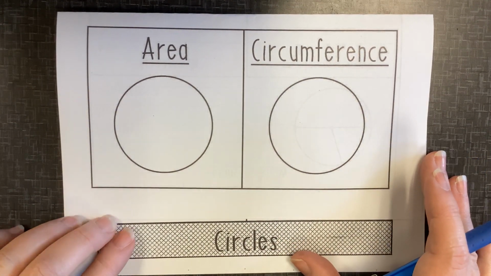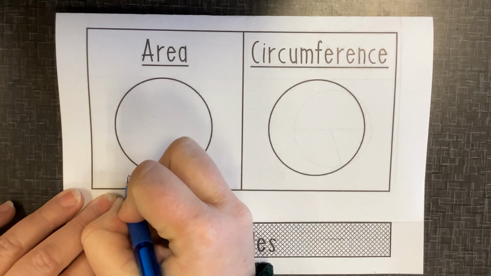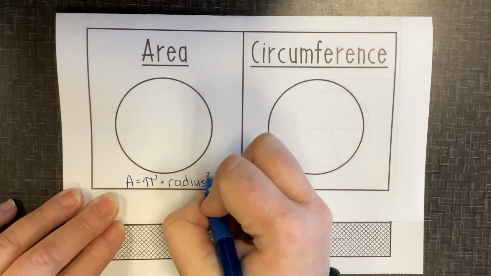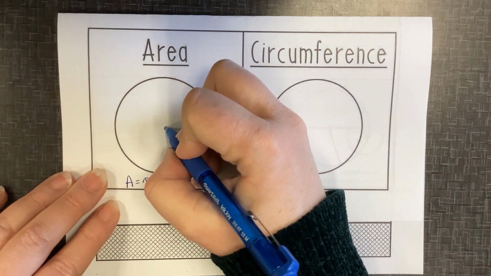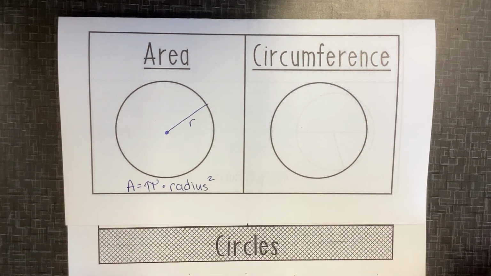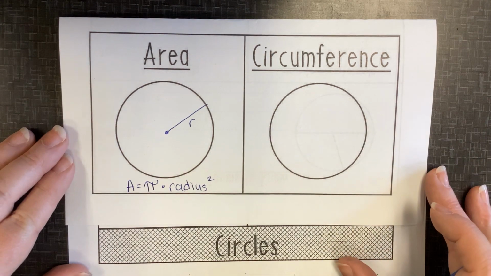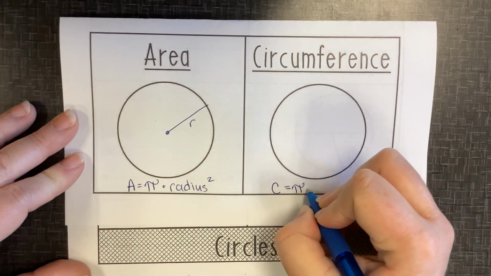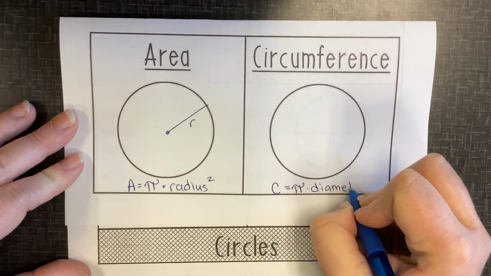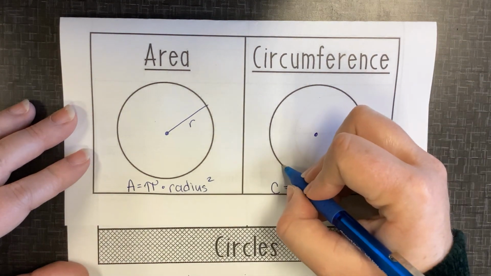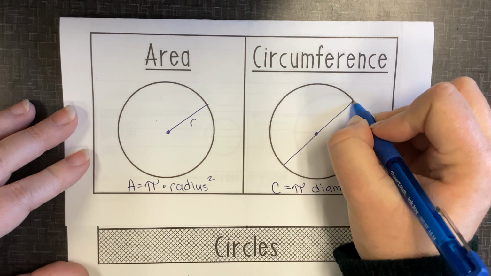Okay, so remember we have two formulas. The formula for area is going to be pi times the radius squared, where the radius is the distance from the center to the outside. Circumference is the distance around the circle, and we use the formula pi times the diameter. And the diameter is the distance from one side to the other that passes through the center.